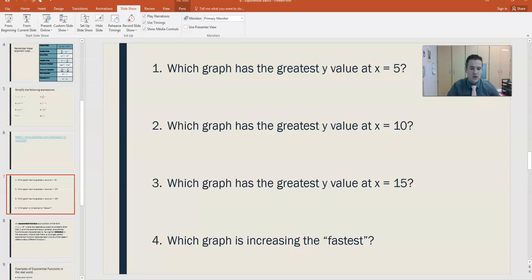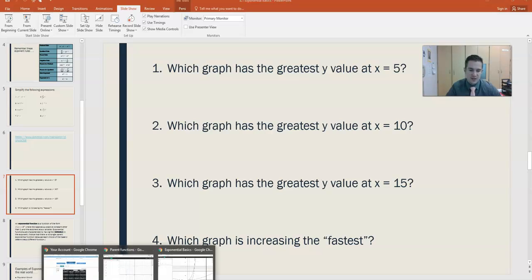So some of the questions that we were asking is which graph has the greatest y value at x equals 5? Which graph has the greatest y value at x equals 10? Which graph has the greatest y value at x equals 15? And which graph is increasing the fastest?